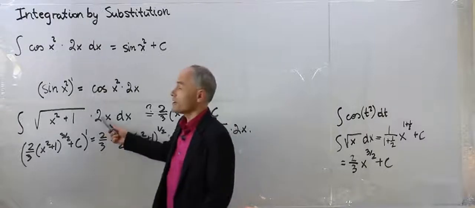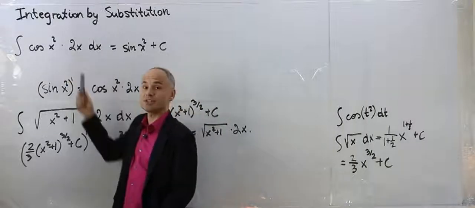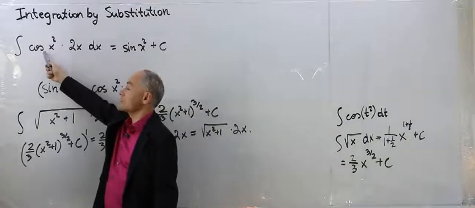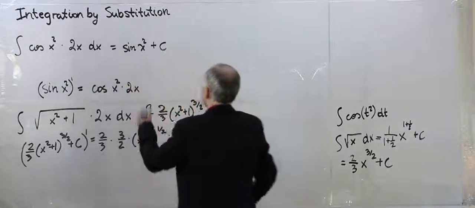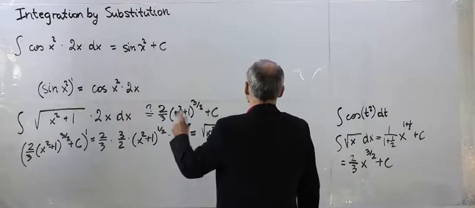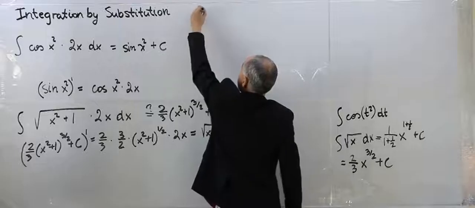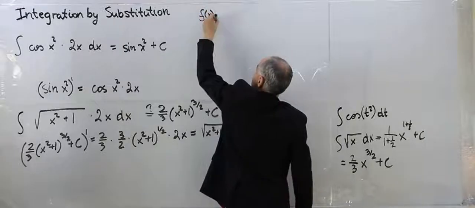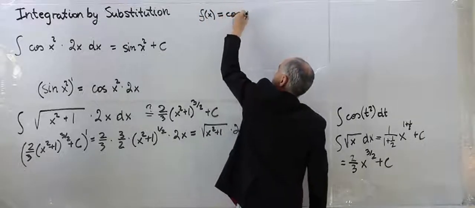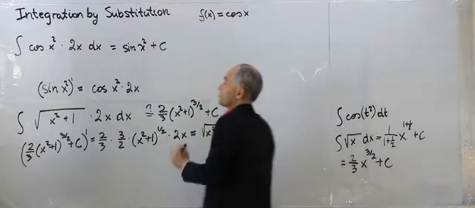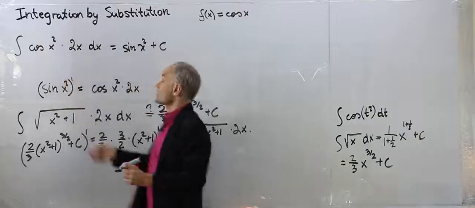So clearly we have a product, right? We have a product of two expressions. The first part is a composite function. So in our example here, let f of x be cosine of x, and then g of x would be x squared.